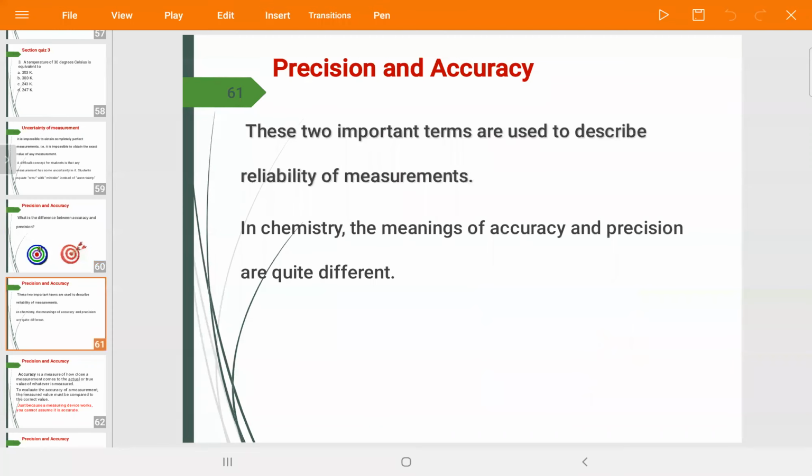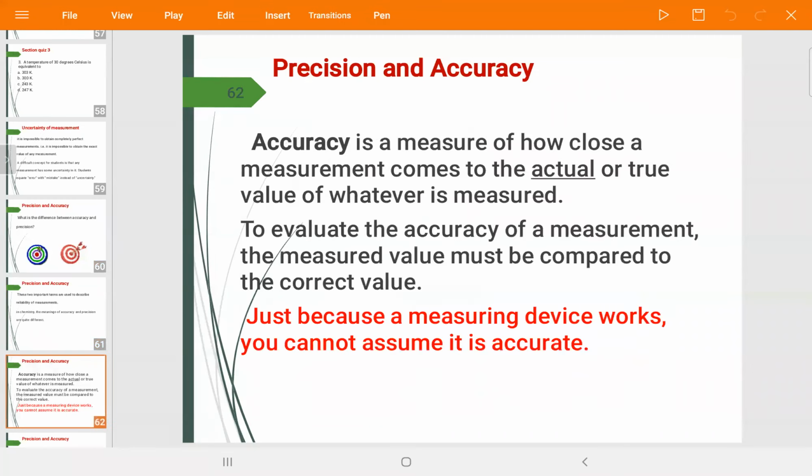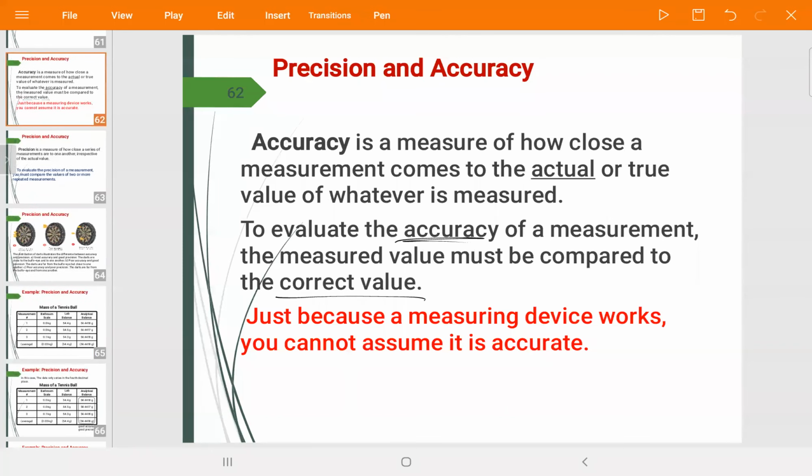So as I was saying, accuracy is simply a measure of how close a measurement comes to the actual or true value. So here, to evaluate accuracy of measurement, we simply compare it to the true or correct value. All right? Is this clear?